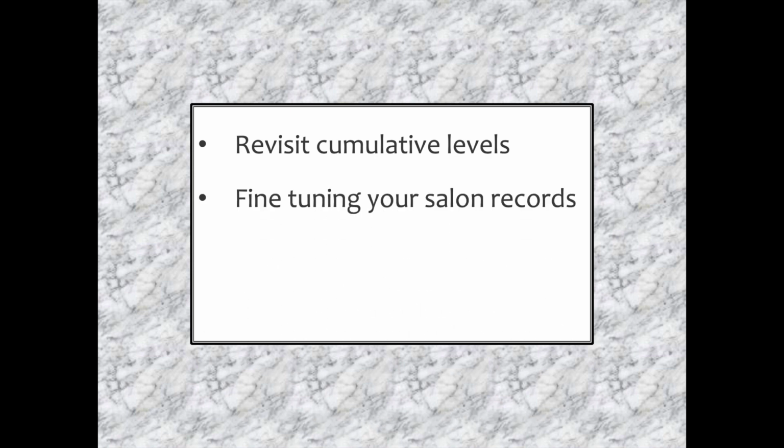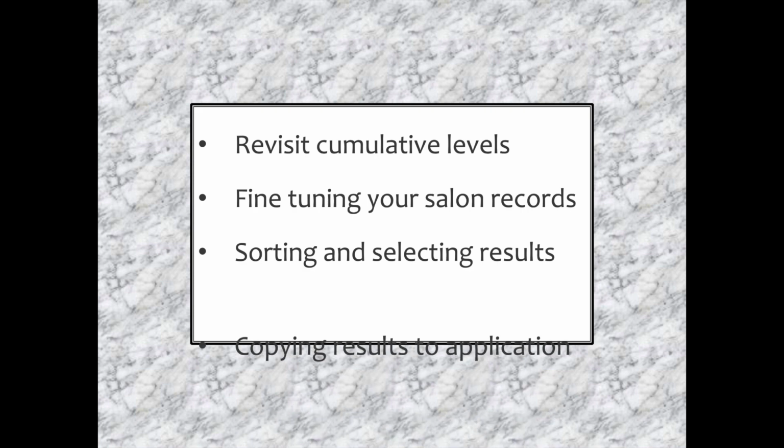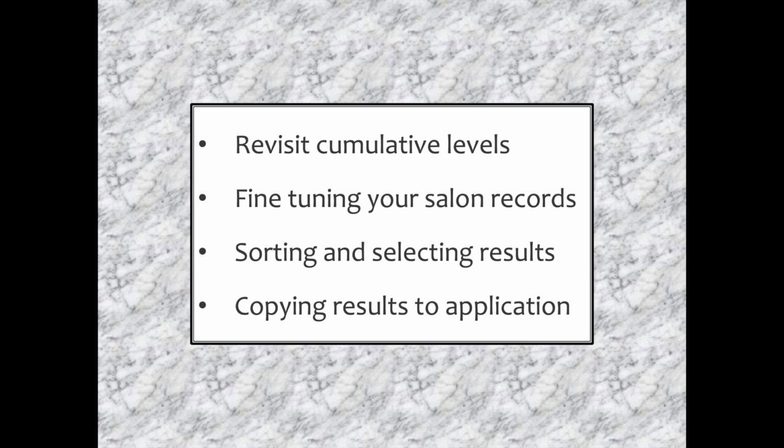In this tutorial, I will revisit what is meant when I refer to cumulative levels between distinctions. I will cover what you need to fine-tune on your Salon records before extracting the results you need for your application, how to sort and select results for possible inclusion, and copying selections to your application form. The aim of this tutorial is to give you a methodical approach to filling in this form with Salon results that fulfill the criteria for the distinction you seek.